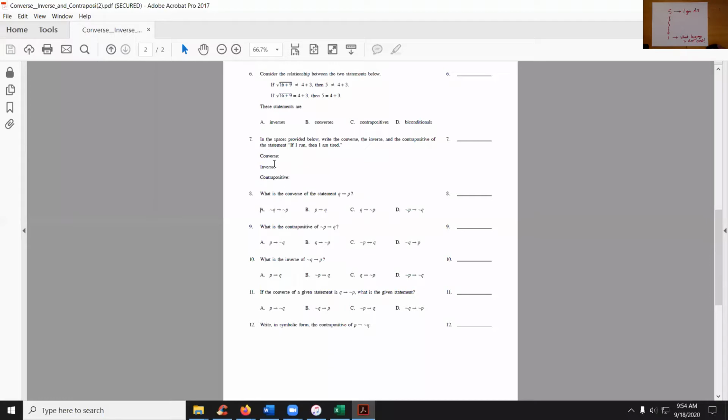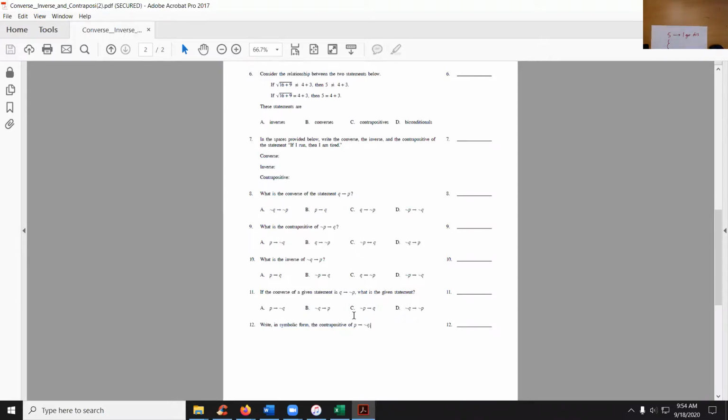Except for number 7, you actually have to give me the converse, the inverse, and the contrapositive as a sentence. And then here again, it's A, B, C, or D. And then in the last part, you're going to give me the symbolic form like we just did a minute ago.